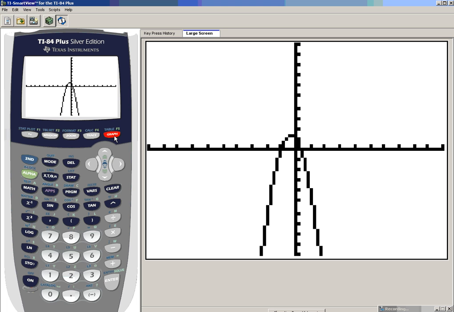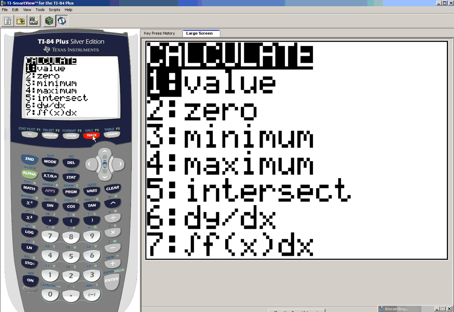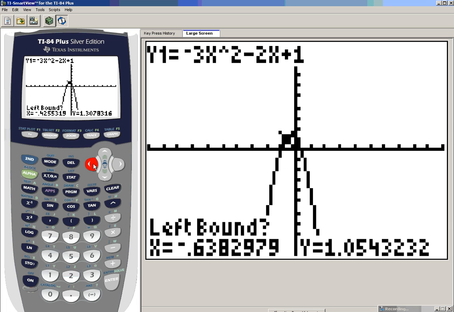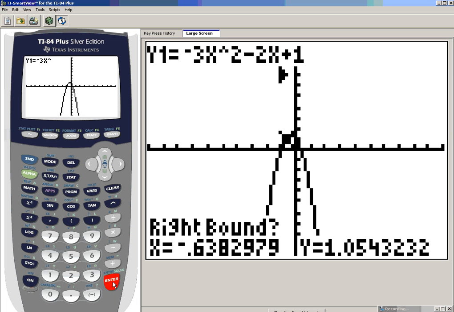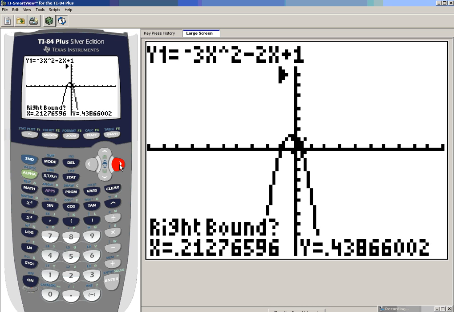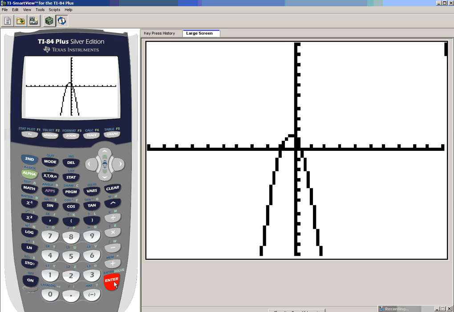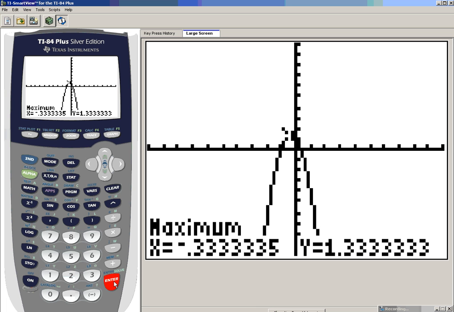We can see that that function has a maximum value up at the top here. If we go into our calculate menu, what are we trying to calculate? We're trying to calculate a maximum. So select number 4. It's going to give you the same set of directions that it gives you when you are finding a 0. Set the left bound. So go to the left of where that maximum point occurs, hit enter. Go to the right of where that maximum point occurs, hit enter. We don't need to guess, so hit enter again. And there is our maximum.